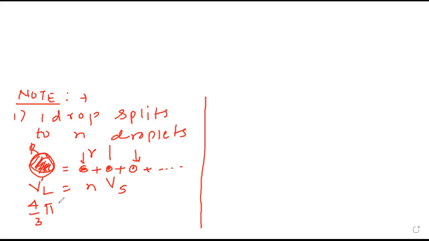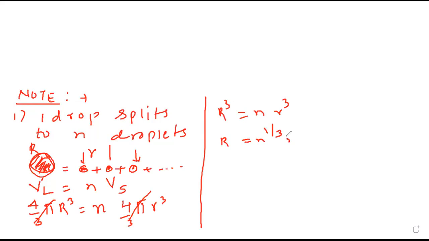the bigger one will be 4 by 3 pi R cube. This is n times 4 by 3 pi r cube. Can I cancel 4 by 3 pi from both sides? So R cube becomes n r cube. Taking cube root, R is n raised to 1 by 3 into r.